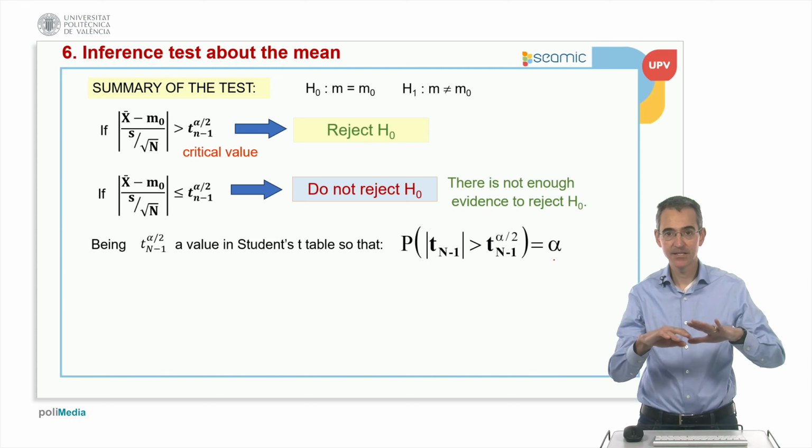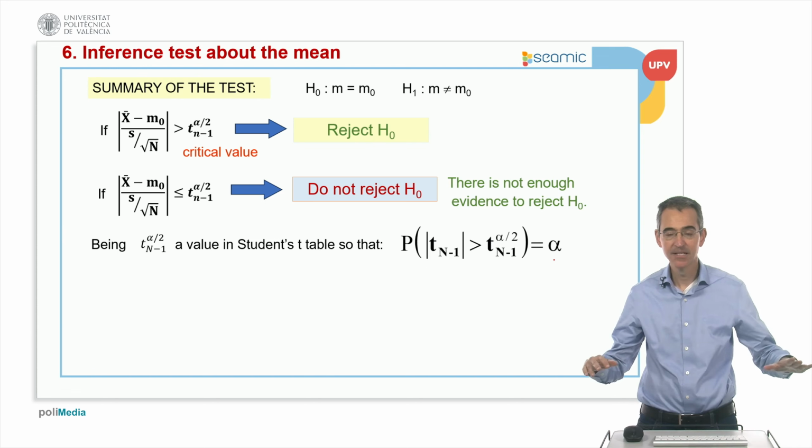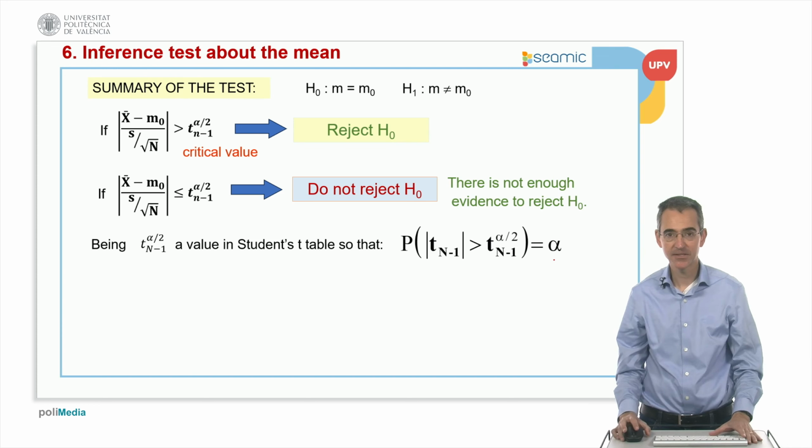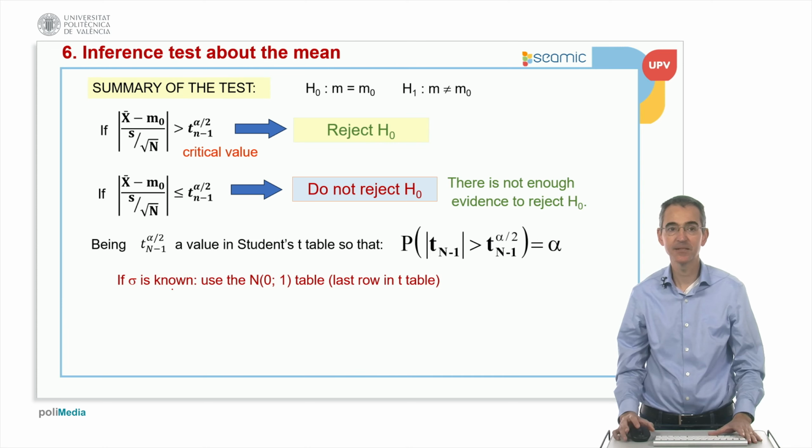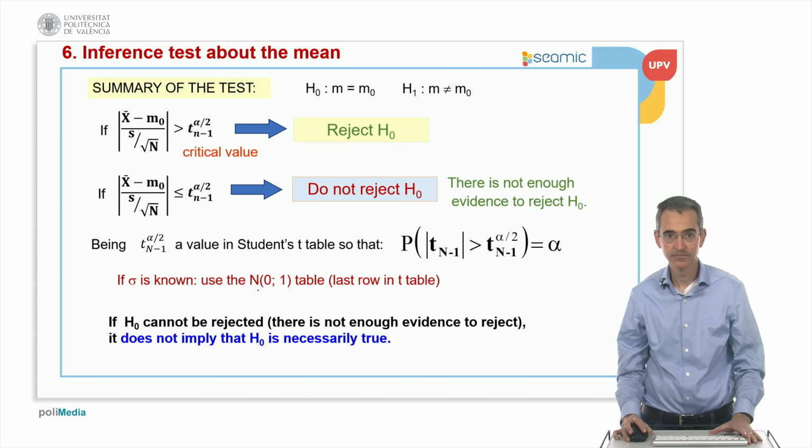Remember that the t-distribution has two tails, so this is why we have to put alpha halves on one side and alpha halves on the other side. Okay, so what happens if sigma is known? It is not usually the case. Usually from the sample we know the sample mean and the sample standard deviation, but in case sigma is known, instead of the student t-table, we should use the standard normal distribution.